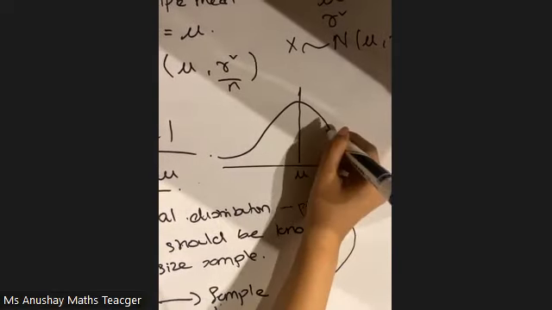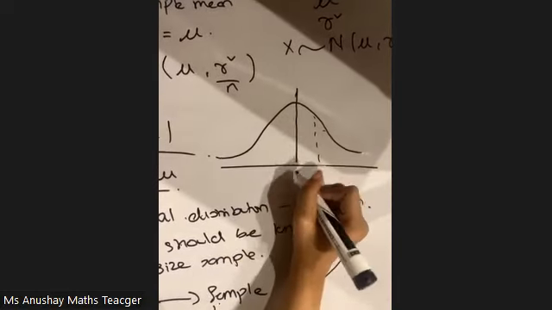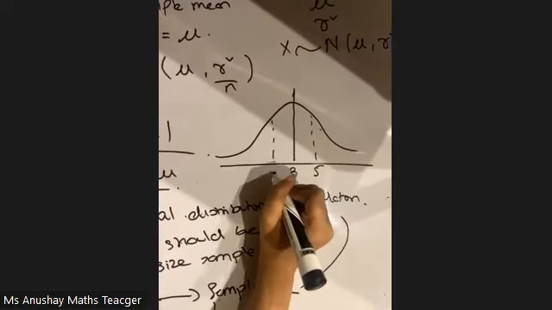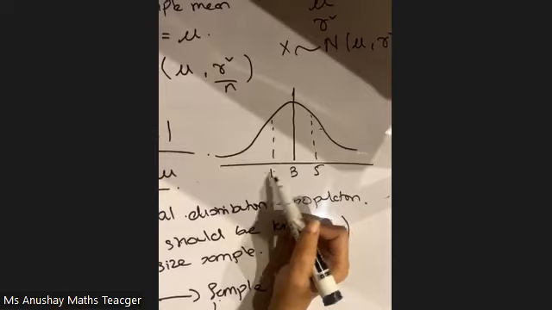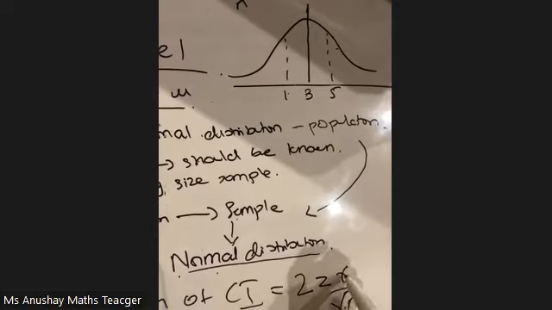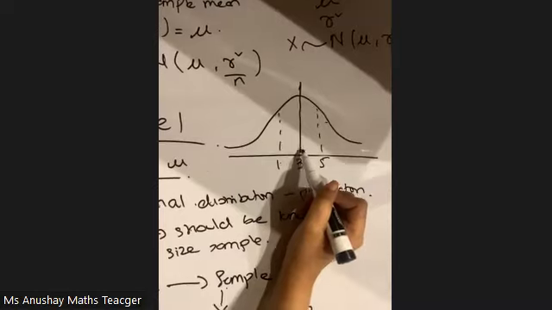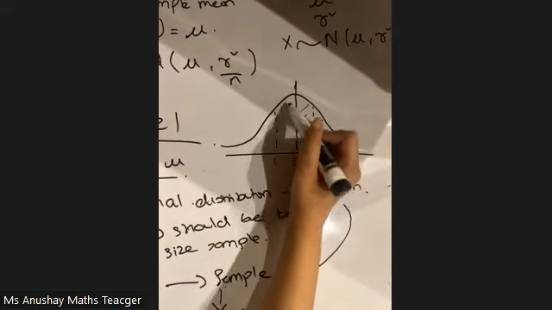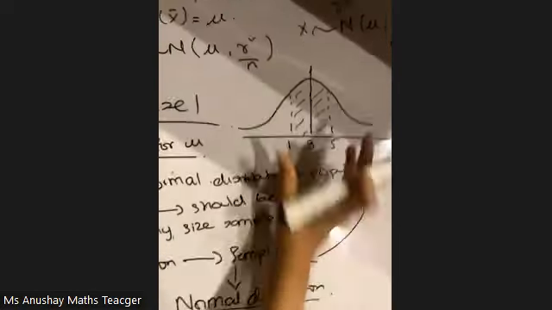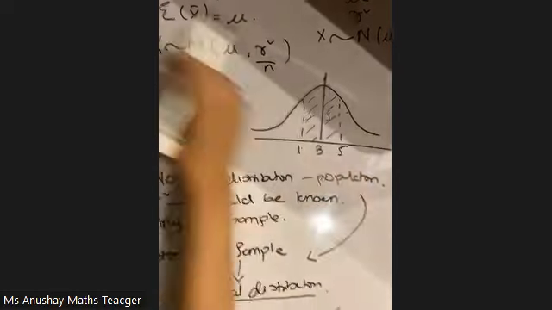For example, if I say the standard deviation is 2, and mu is 3, then this would be 5, 3 plus 2, and this would be 3 minus 2, which is 1. So this is the standard deviation. What they're saying is 2z times the standard deviation. They're saying basically both the positive dispersion and the negative dispersion. That is why they're multiplying it by 2. So you know the width of the confidence interval. You understand?